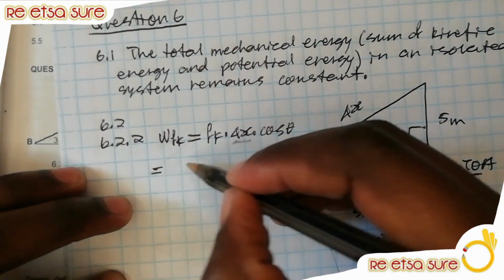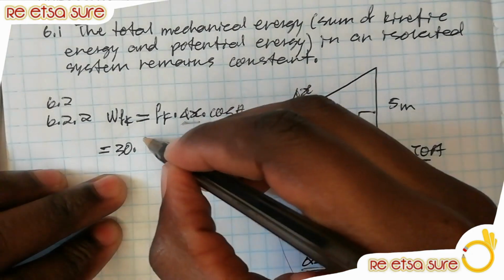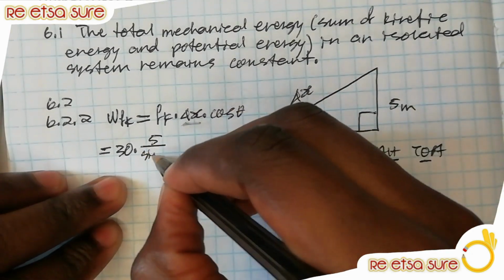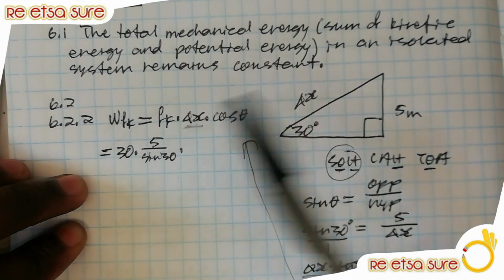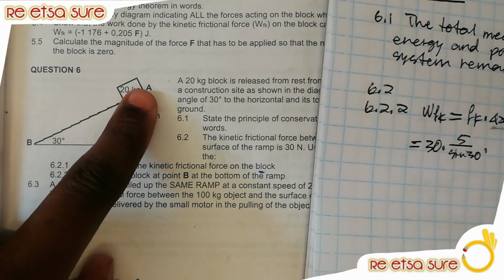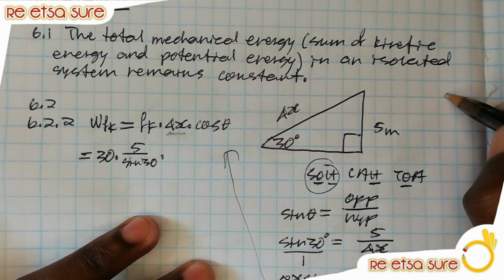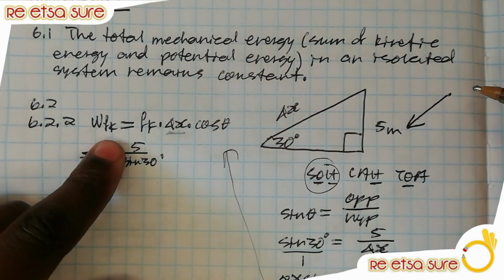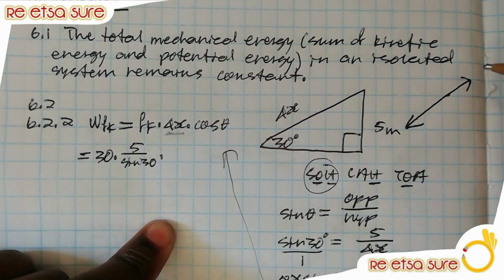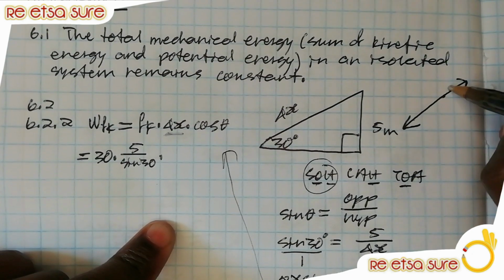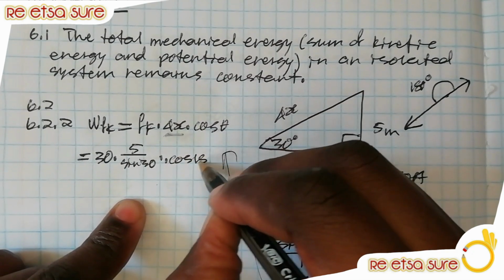Work done by frictional force is equal to 30 newtons times our displacement, 5 divided by sine of 30, times the cosine of the angle. Now what is the angle between our displacement and our force? Our object is sliding down this slope, right? So the direction of the displacement is this way and the frictional force is opposing the direction of the motion of our object, so it is this way. What is the angle between the displacement and the force? It is 180 degrees, so we're going to say times cos of 180 degrees.